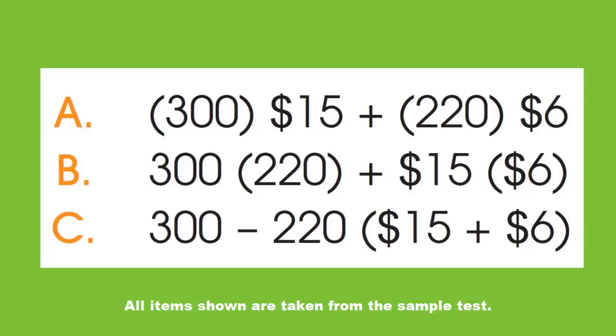For example, the students can be looking at these 3 math expressions. They hear the following explanation. Tickets to the school play cost $15 for adults and $6 for students. The school sold 300 adult tickets and 220 student tickets. To figure out the total amount of money earned, you need to multiply 300 adults by $15 and multiply 220 students by $6. Then you need to add the 2 quantities together. Which expression should you use?